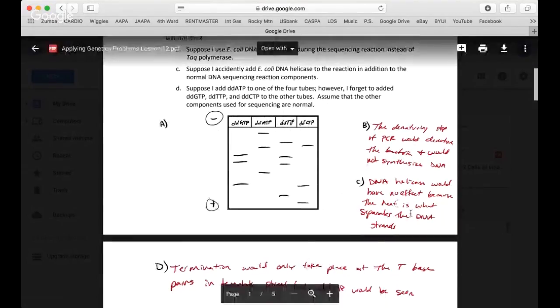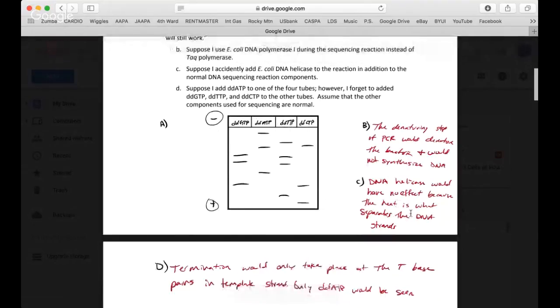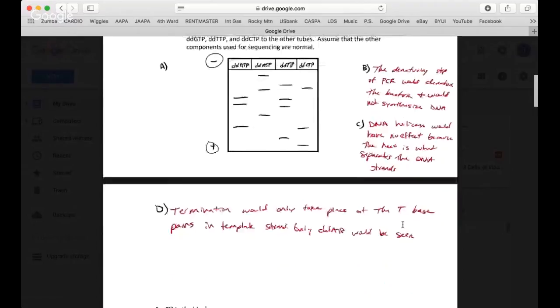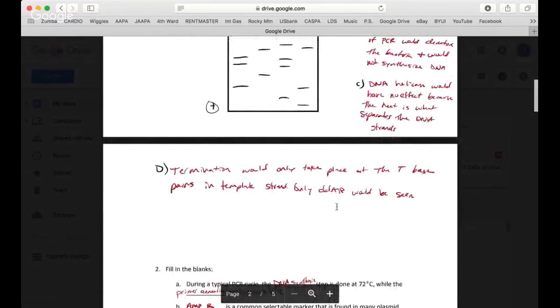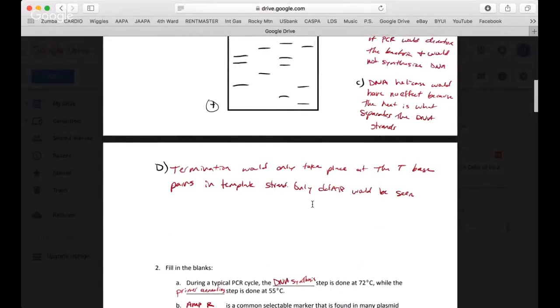For C, it is DNA helicase would have no effect because the heat is what separates the DNA strands. And then for D, termination would only take place if the T base pairs in the template strand, and only the ddATP would be seen.